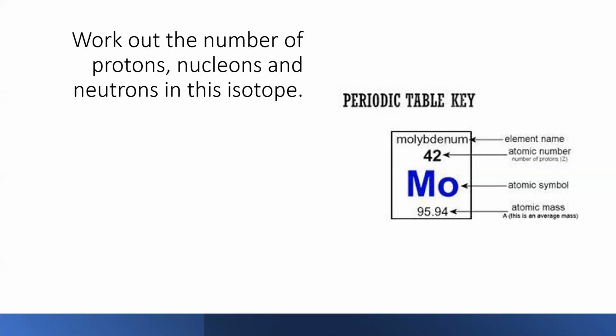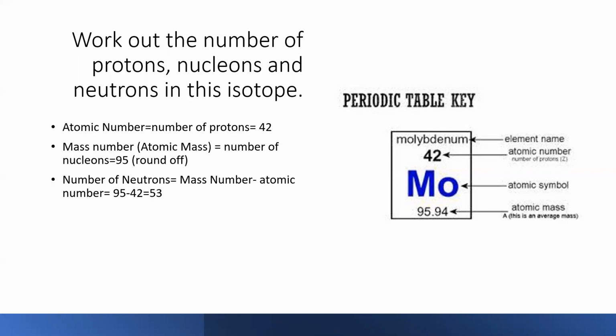Now to find out the number of neutrons, what can we do? 95 minus 42, because 95 is the total number of protons plus neutrons. Out of that, we already know the number of protons. So by subtraction, we can find out the number of neutrons. Here it is. You can pause this video and have a look at how I have done it.